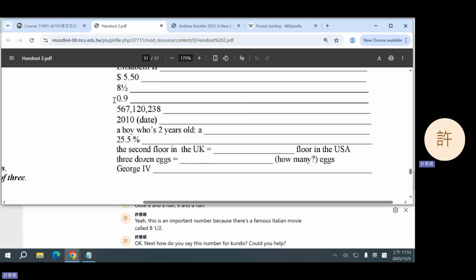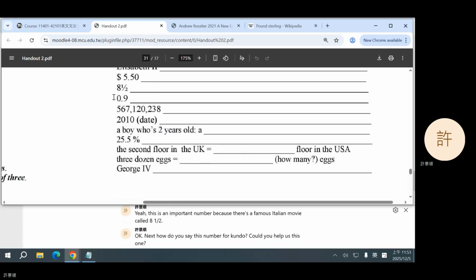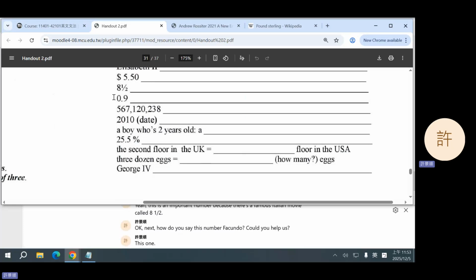Okay, next, how do you say this number? Facundo, could you help us? This one. 0.9 or 0.9. Both are fine.